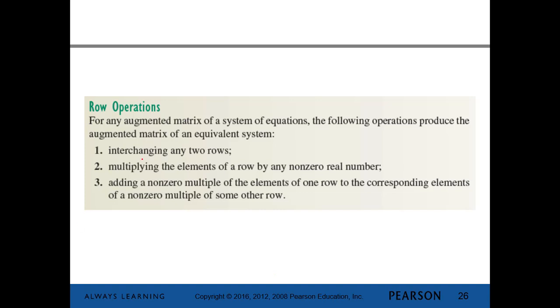So look at this. 1, we can interchange any two rows. We saw that before. 2, multiply the elements of a row by a non-zero real number. And 3, we can add a non-zero multiple of the elements of one row to the corresponding elements of a non-zero multiple of another row. So these are the same three transformations that we saw before, but now we're going to call them row operations. These are what we're going to call the elementary row operations, or sometimes I call them ERO.